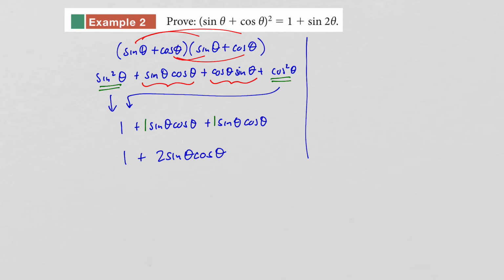Now, if you look at the left-hand side, that's not quite what we have here. But then we realize that 2 sine theta cosine theta is the double angle formula for the sine of 2 times theta, right? So we can directly substitute sine of 2 theta in place of 2 sine theta cosine theta, according to the formula. And now we have proven that the left side is equal to the right side.